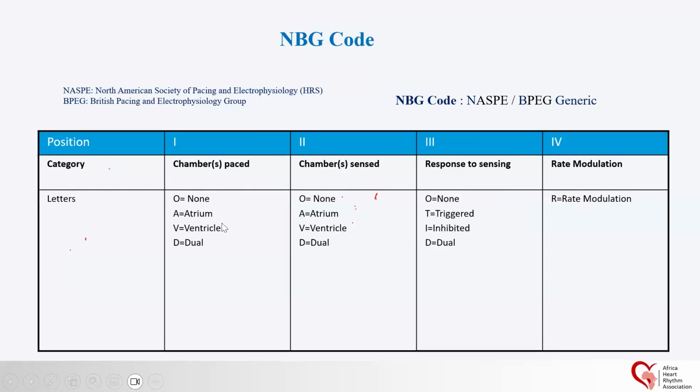For the chamber paced, we have none, that means we don't pace anywhere, or we have atrium, ventricle, or both. For sense, we don't sense anything, or we sense in the atrium or the ventricle or both also. And for sensing, we have the response to this sensing: if we will trigger a pacing, or we will inhibit, or dual. For rate modulation, we have a rate response, so we will have an R at the end of the code.